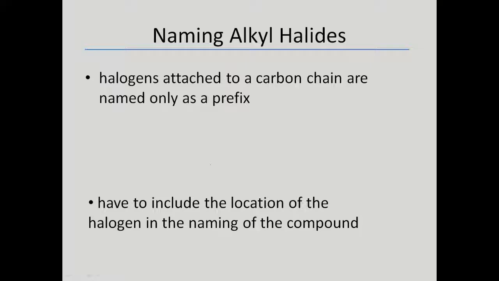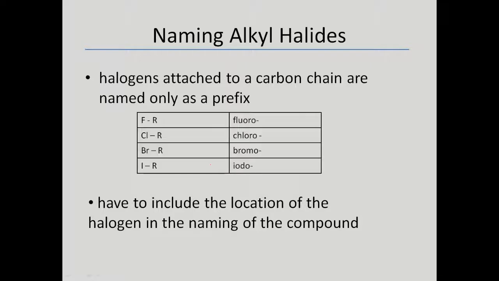Before, when we were talking about priority and numbering of the chain, we said that the highest priority thing gets named first. My alkyl halides have a lower priority than double bonds, and double bonds have a lower priority than triple bonds. So, for example, if I had a carbon chain with fluorine attached to it, I'd use the prefix fluoro. If I had chlorine, the prefix chloro; bromine, bromo; iodine, iodo.